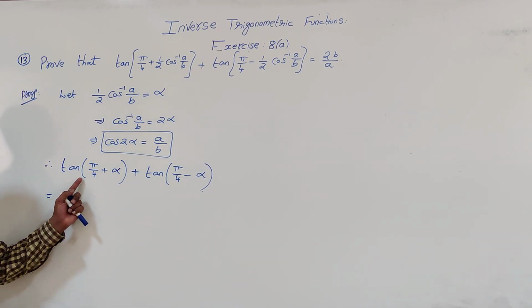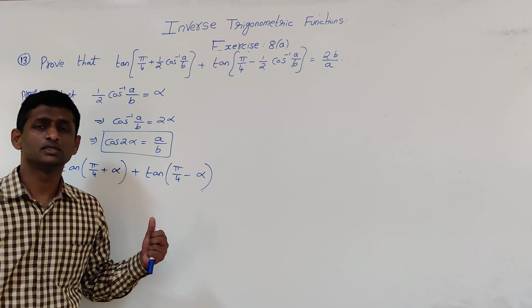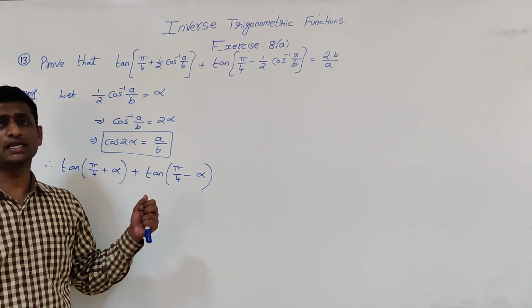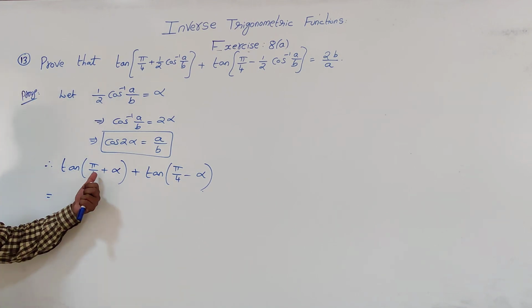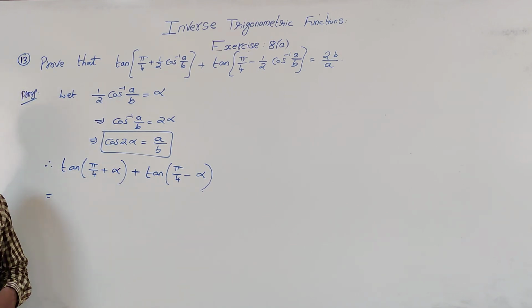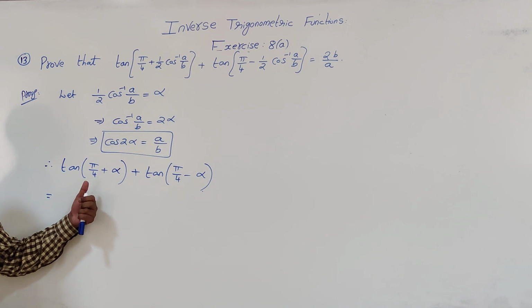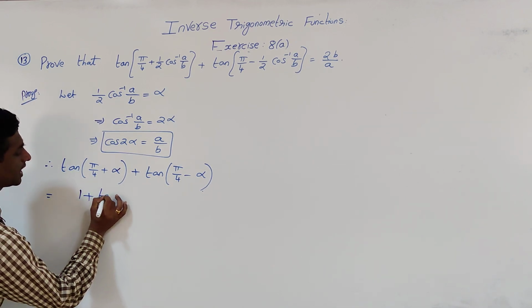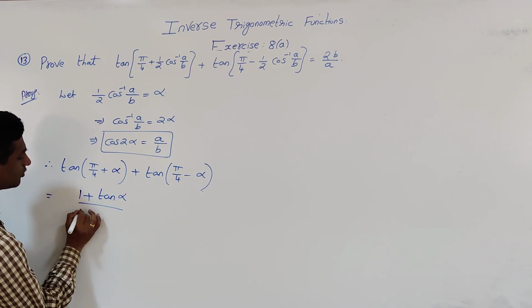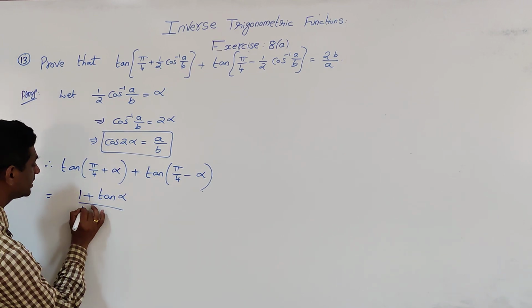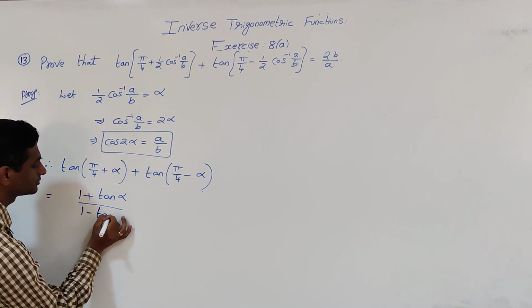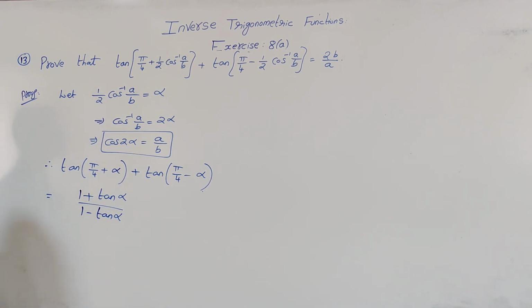But it is in what form? Tan of A plus B. So tan of A plus B is tan A plus tan B by 1 minus tan A tan B, where A is pi by 4 and B is alpha. So tan 45 is 1. So it will be 1 plus tan alpha by 1 minus tan 45 into tan alpha, that is 1 minus tan alpha.